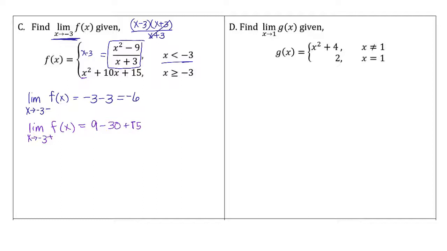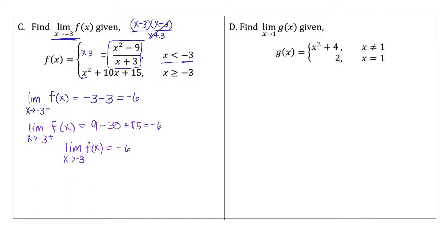And it looks like we're going to get -15 and 9, so I'm going to get -6 again. And I wrote 9. Goodness, -6. So notice these two do equal each other, so we can come back with our formal limit as x approaches -3 of f of x equals -6.